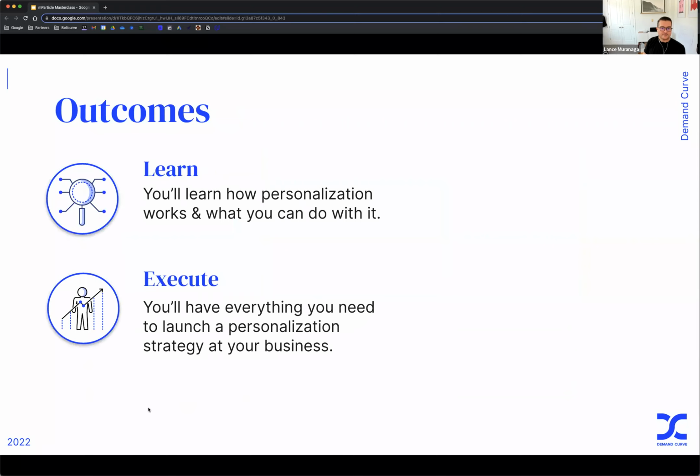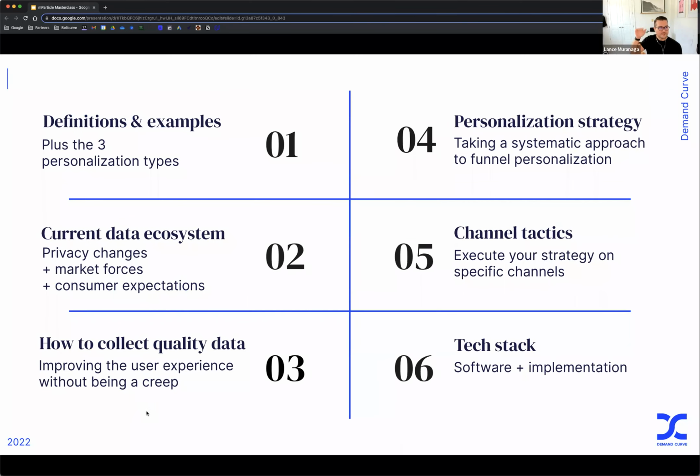The objectives for today are, one, learning about why personalization matters and how it works. Then we're spending most of our time, like I said, on execution. What is everything you might need in order to execute and launch a personalization strategy for your company? It's broken up into 6 different sections, starting from the high level, what is personalization, down to a recommended tech stack. This isn't prescriptive by any means. We're just talking about the ecosystem so that you can make it bespoke to your specific business case.